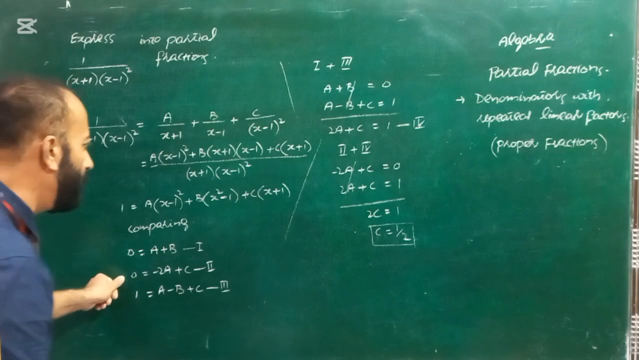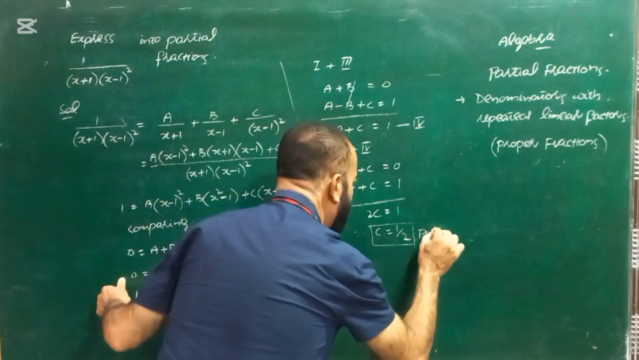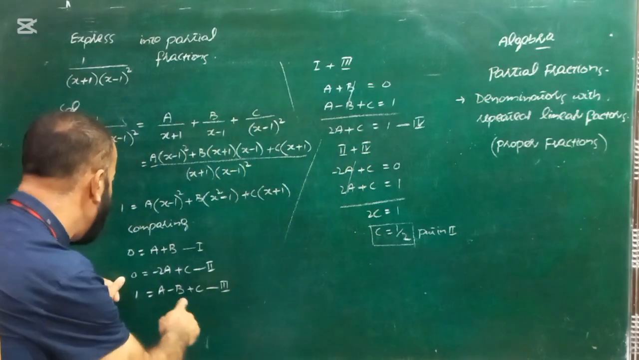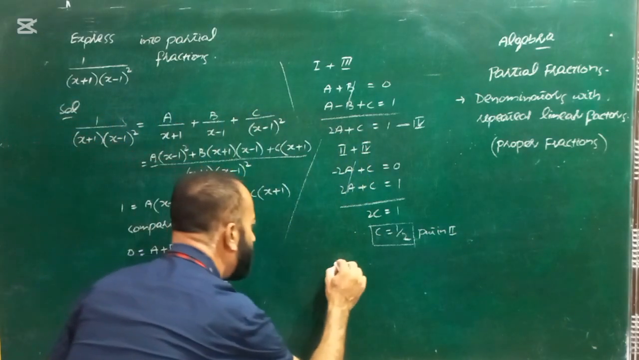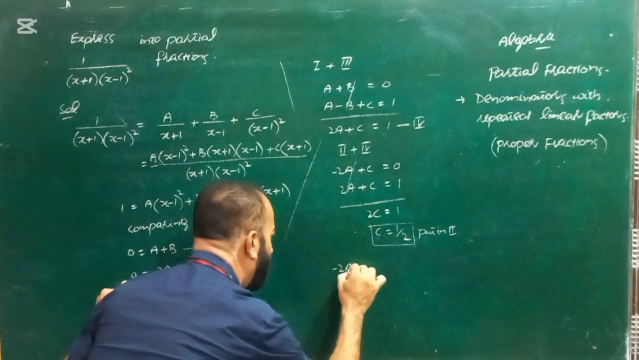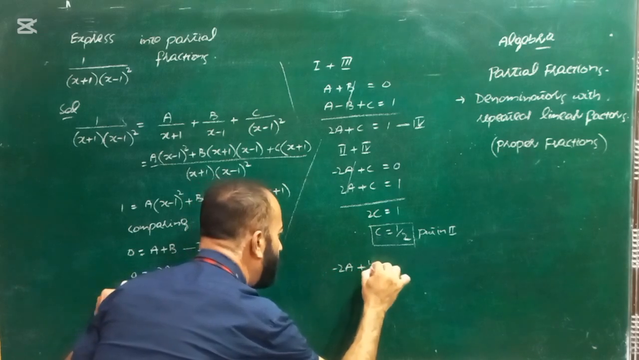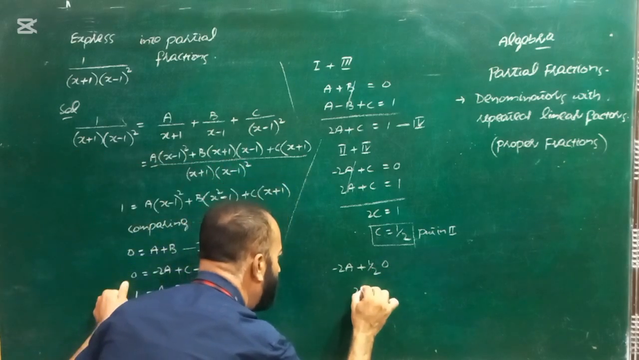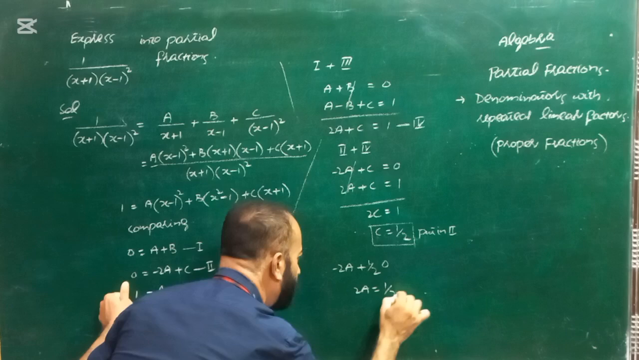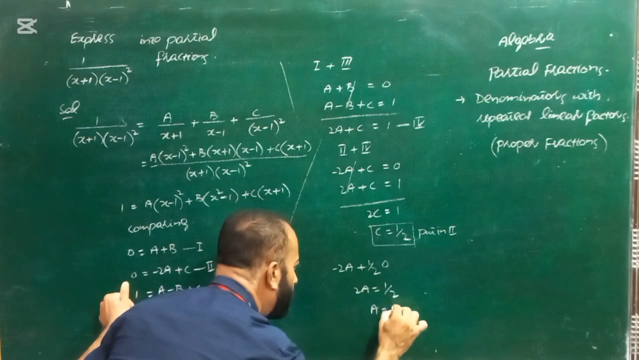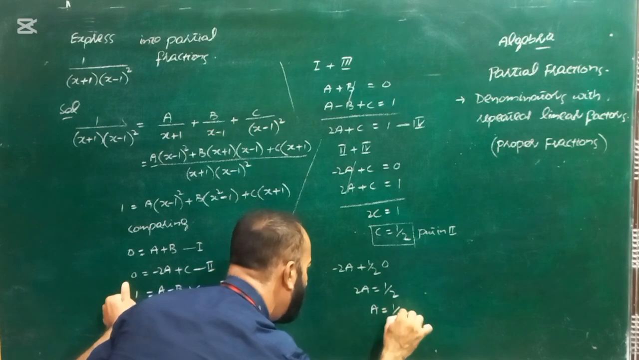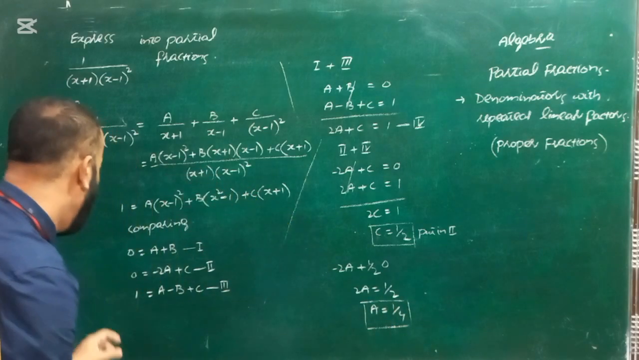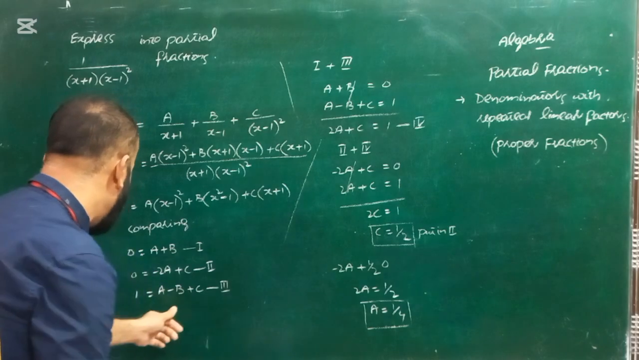Okay, put this c in 2. So c's value is 1 by 2. So minus 2a plus 1 by 2 equal to 0. From here 2a is equal to 1 by 2, and a will be equal to 1 by 4. So this is a's value. Okay, a and c's values are done.